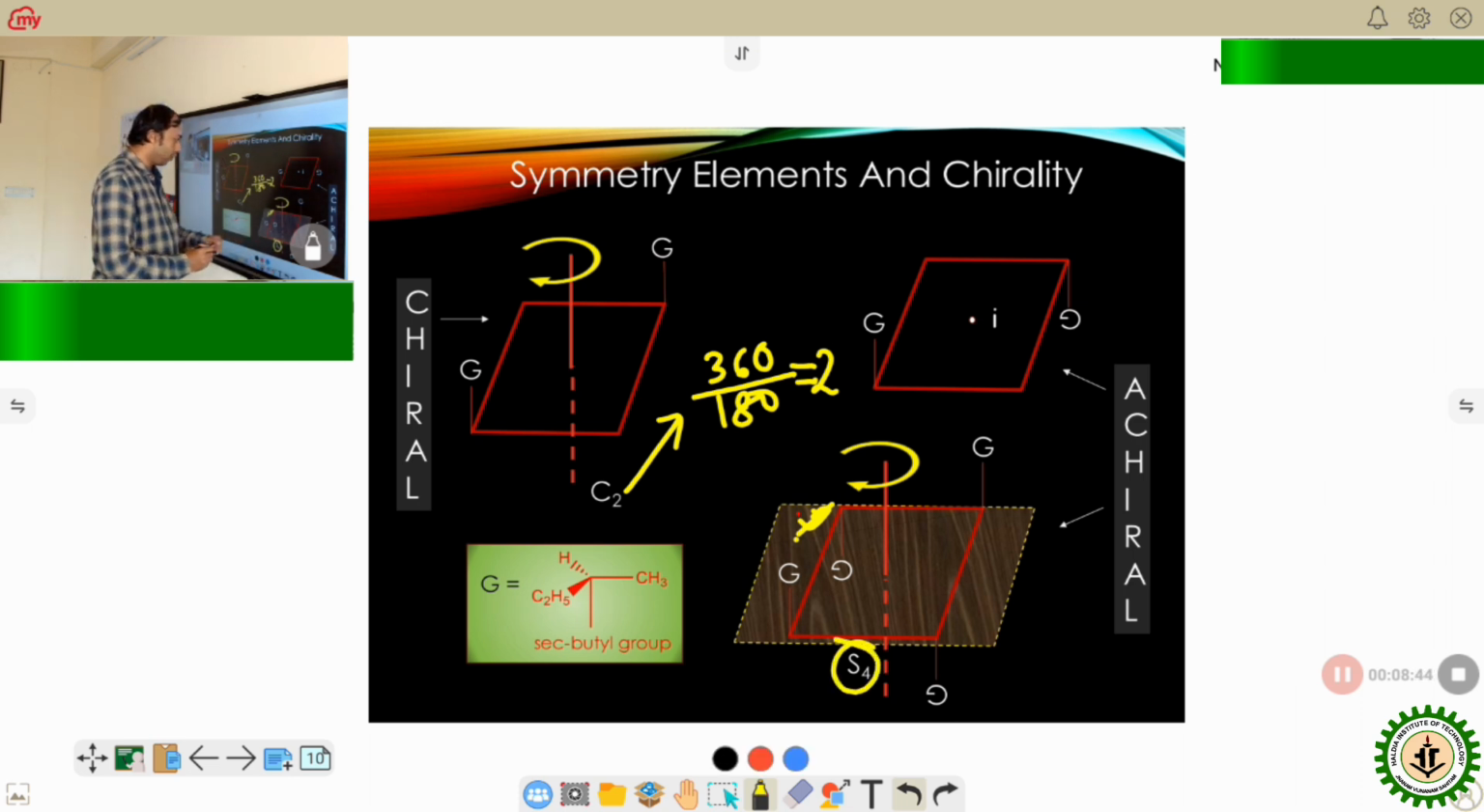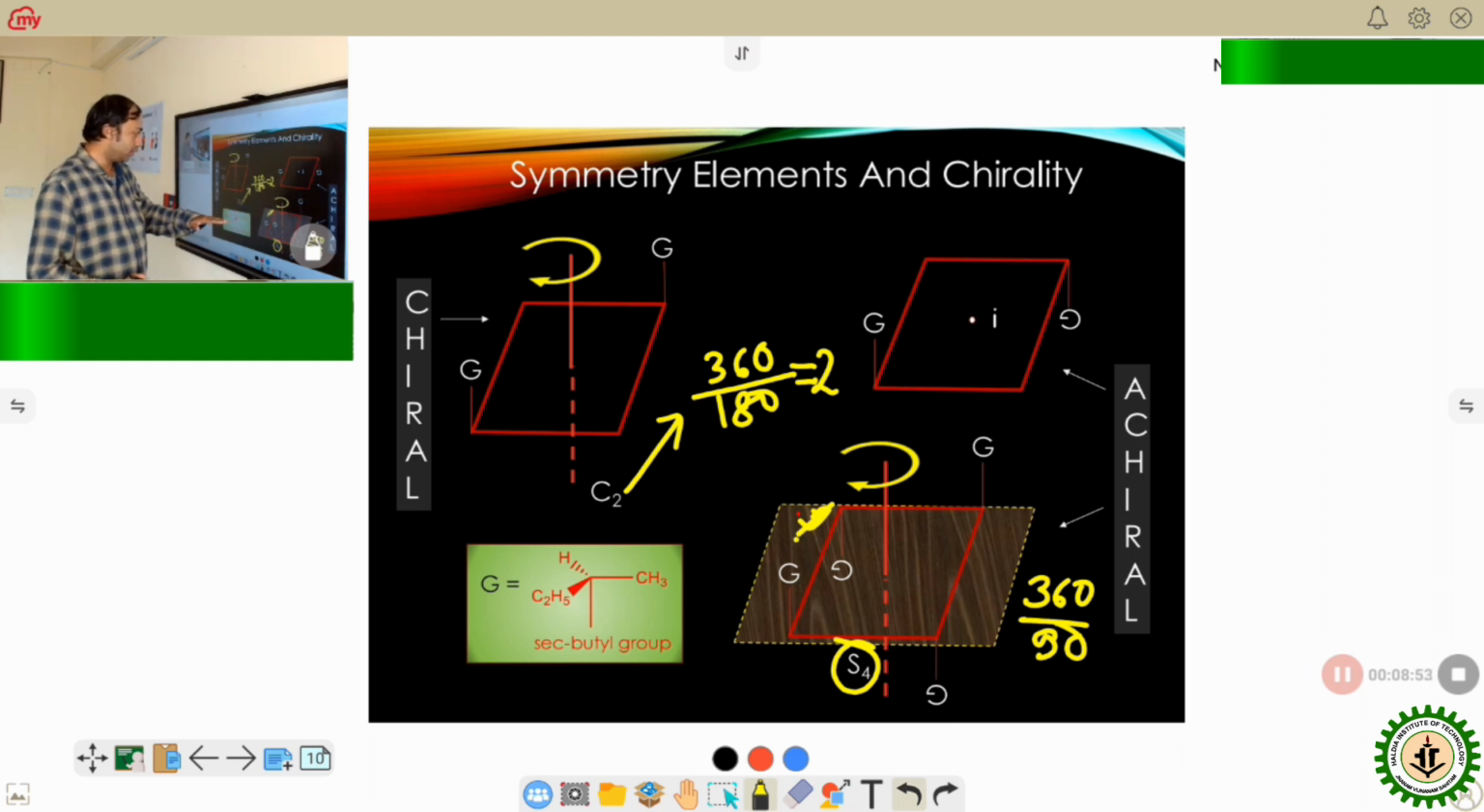Again, the subscript 4 comes from 360 by 90. So I rotated 90 degrees and then reflected through a plane perpendicular to it, and I get the same indistinguishable structure. And if a molecule possesses a reflective symmetry, such as the center of symmetry or this S4, the alternating axis of symmetry, then the molecule is achiral.